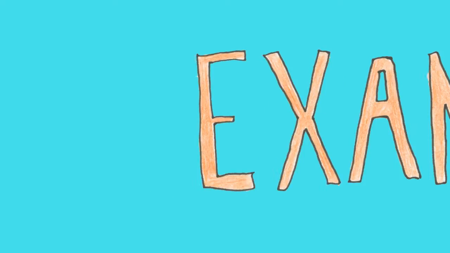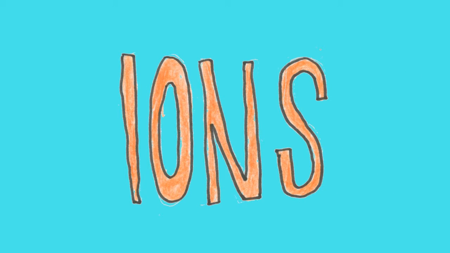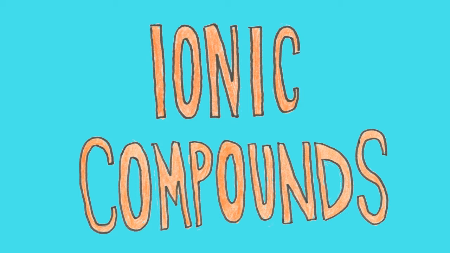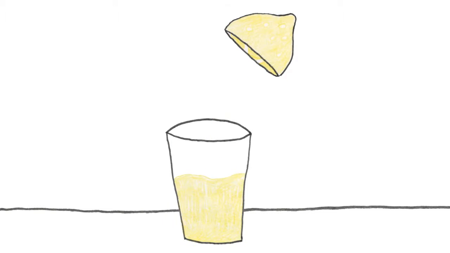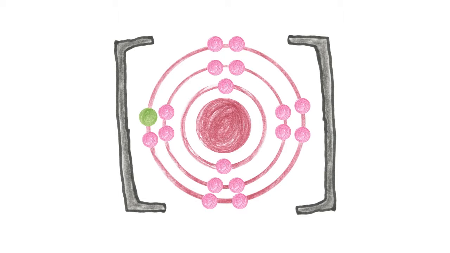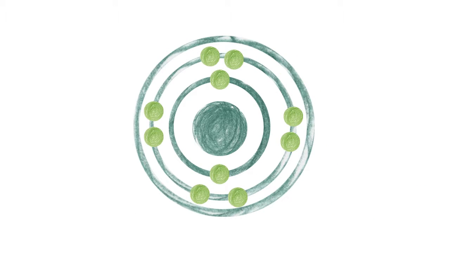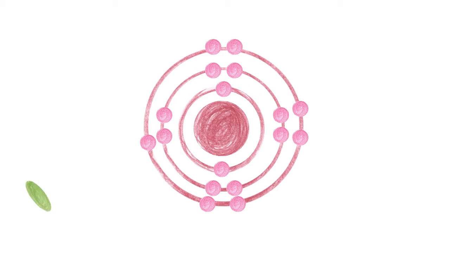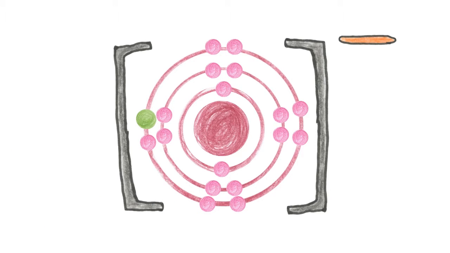For your exam, you need to be able to draw the ions in certain ionic compounds. But don't worry, this is really easy. All you need to do is take the atom after the electrons have transferred and put big square brackets around it. Then you should add a plus or minus sign to show the ion's charge. Remember, the atom that lost the electron becomes positive, and the atom that gained the electron becomes negative.